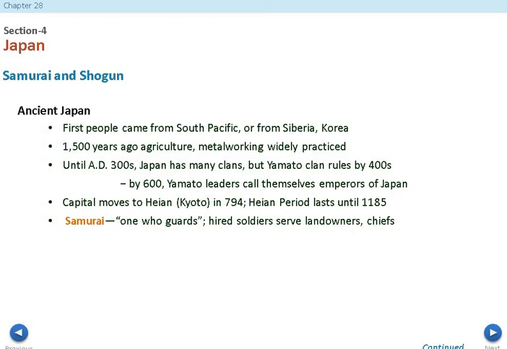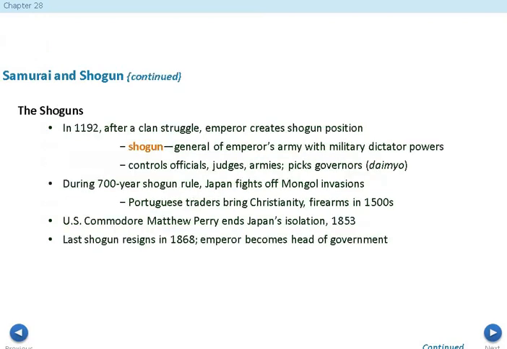Now, when this happens, the samurai, "one who guards," are going to be hired soldiers that serve as landowners and chiefs. These samurai are going to be fighting for these clans and basically for protection. In 1192, after these clan struggles, the emperor creates a shogun position. A shogun is a general of the emperor's army with military dictator powers. So essentially the shogun controls officials, judges, armies, and picks governors. They are in almost complete control of the government.